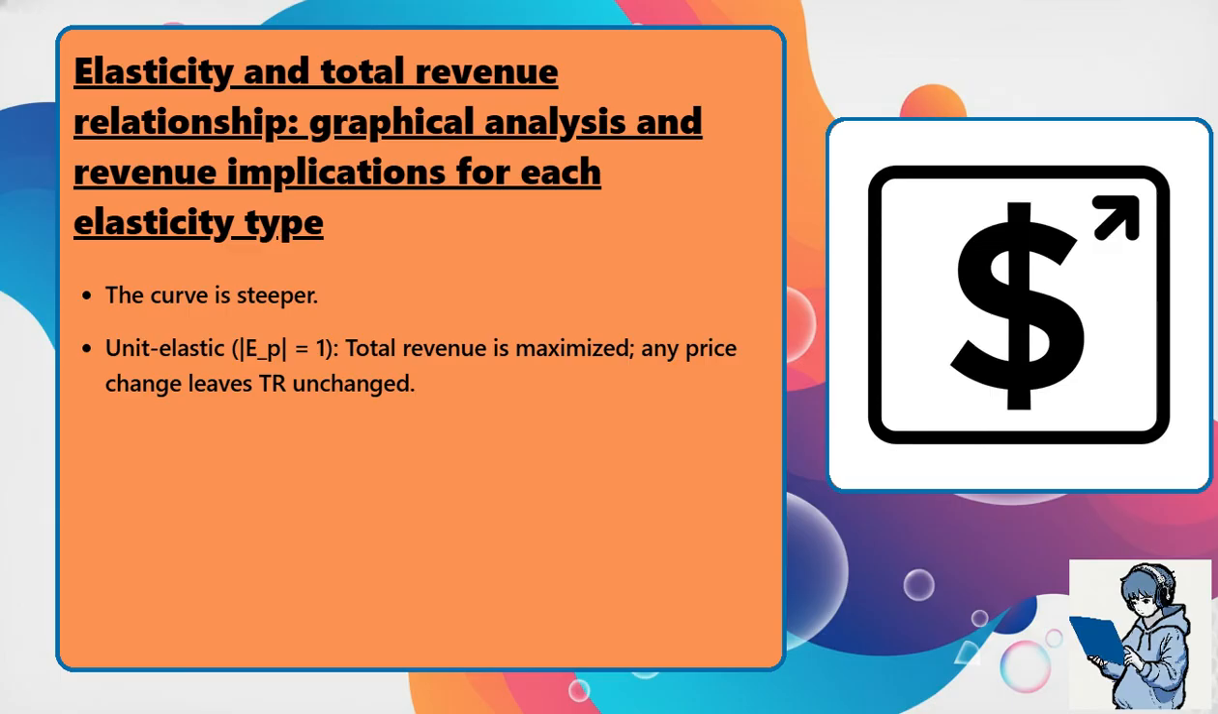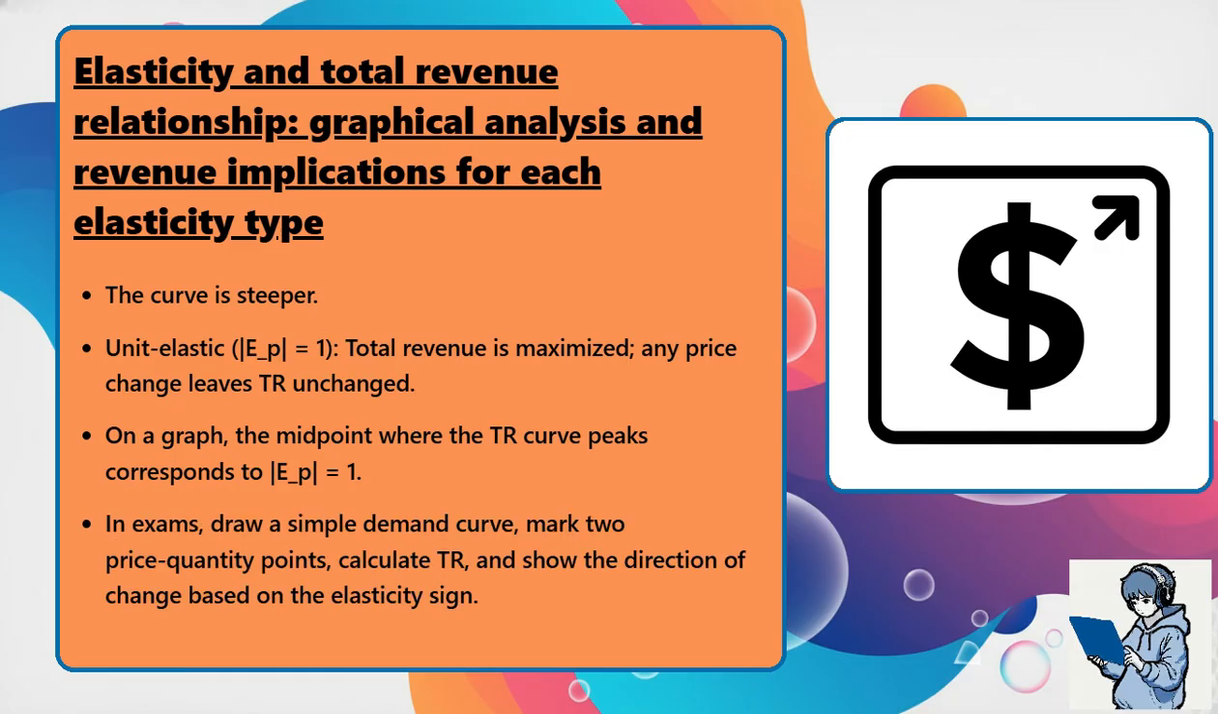Any price change leaves TR unchanged. On a graph, the midpoint where the TR curve peaks corresponds to absolute E sub P equals 1. In exams, draw a simple demand curve, mark two price quantity points, calculate TR, and show the direction of change based on the elasticity sign.